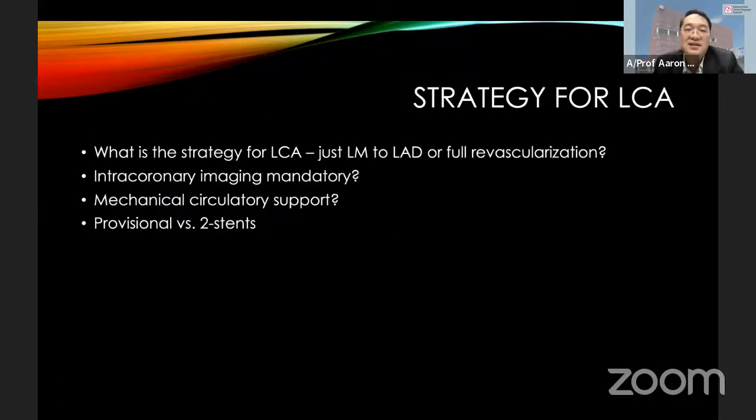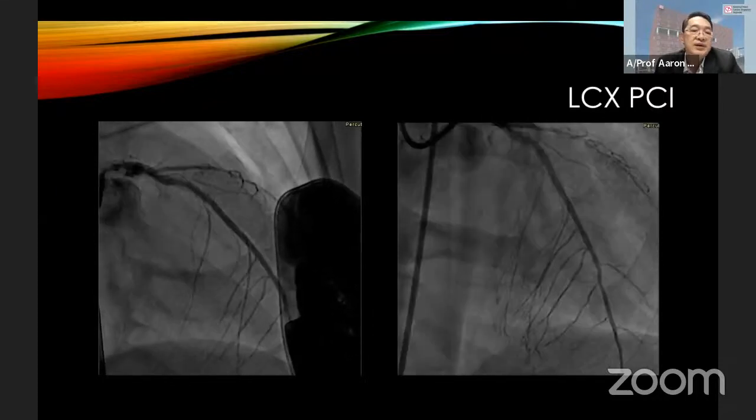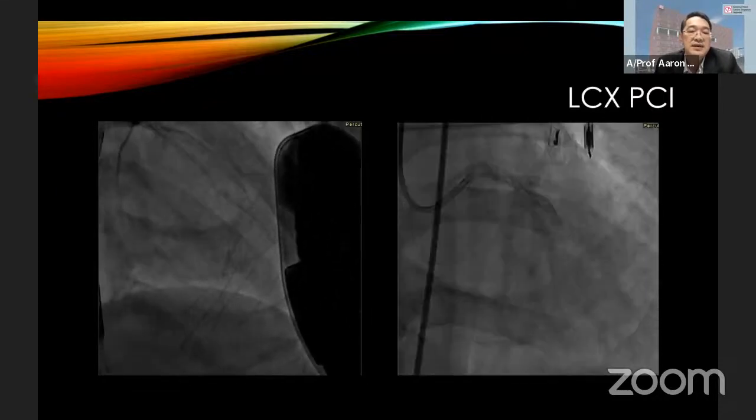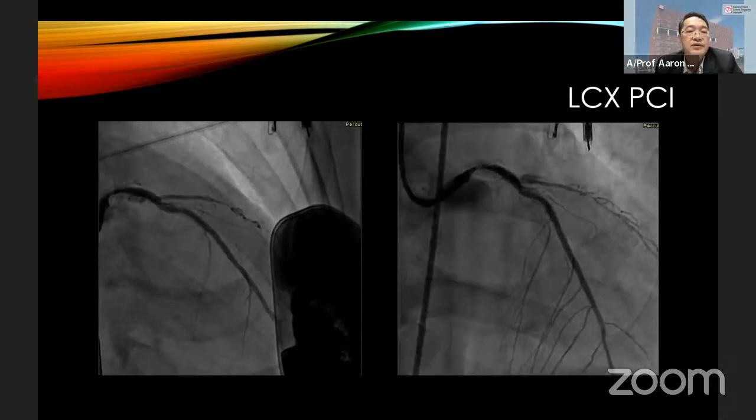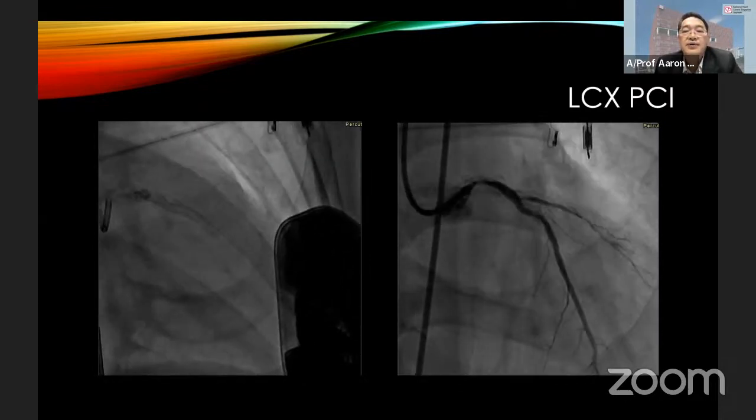Without intravascular imaging. So the strategy for the left side: whether this is a two stent technique, whether imaging is required, mechanical support, or provisional versus two stent technique. This patient actually had the IABP put in because he had a non-sustained VT a few days before. So we proceeded with this PCI with the IABP support.